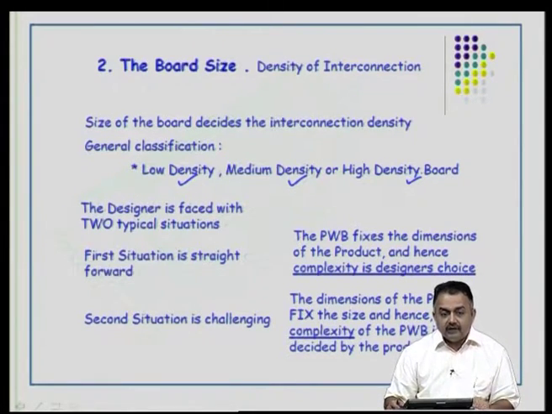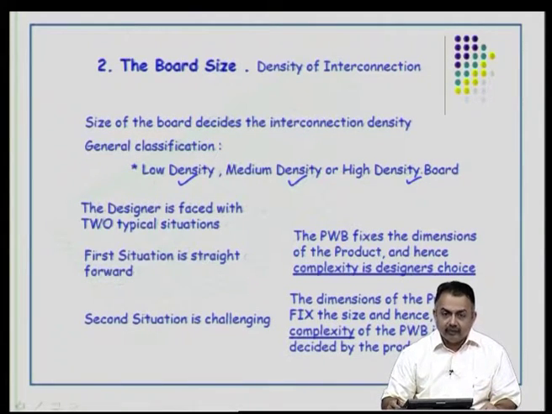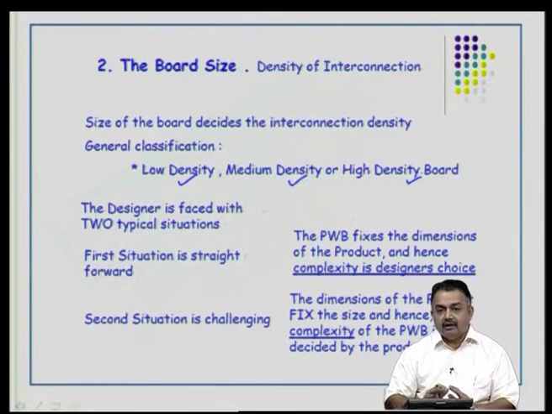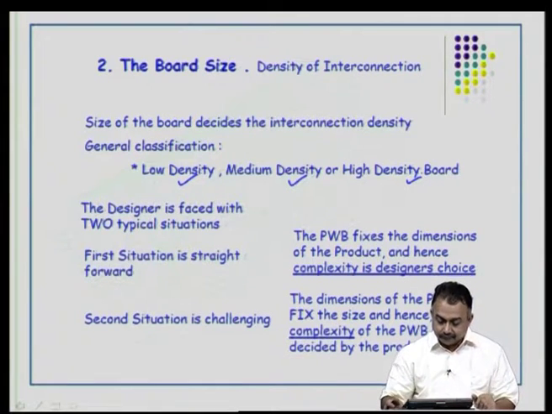Now, the designer is faced with two typical situations in designing a board on its way to a complete product fabrication. The first situation is that the printed wiring board will fix the dimensions of the product, and hence the complexity is the designer's choice. So, the product dimensions are not really understood yet. The PWB size will be a key factor in deciding the final product size.